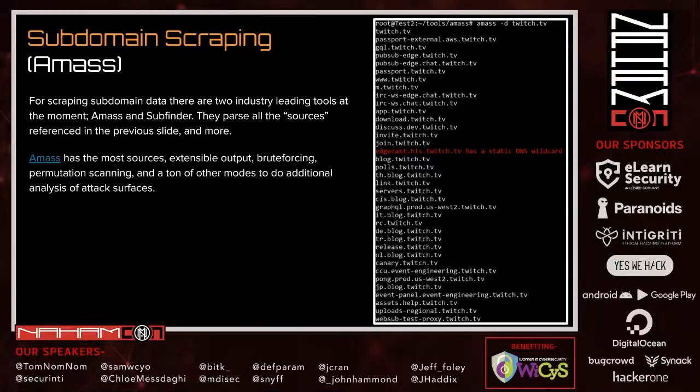So here on the right hand side, you can see I'm just using Amass enum in this case, I think, and this might actually be an old screenshot, but I might be using Amass enum here just to look for twitch.tv, and it's going out to all of these sources like we talked about and pulling back subdomains that it's seen in those websites, or those websites have seen, and giving us back a list.